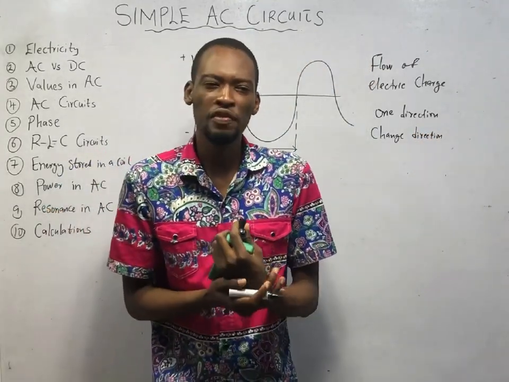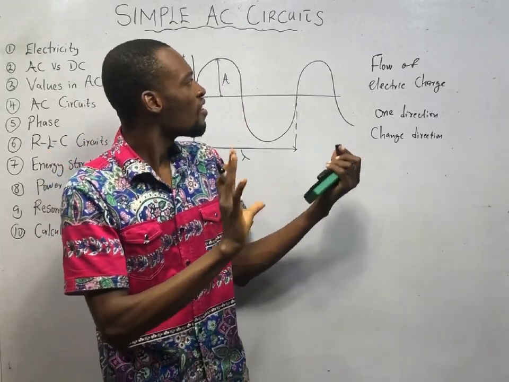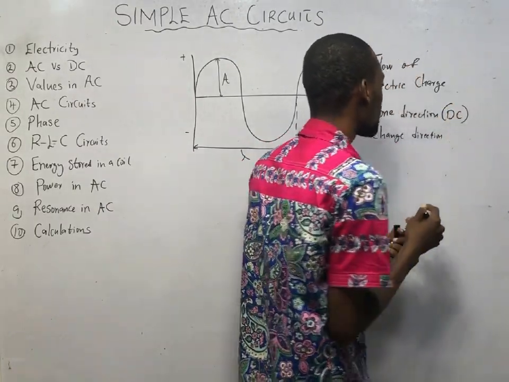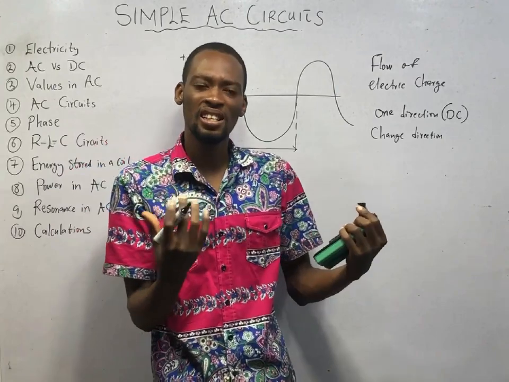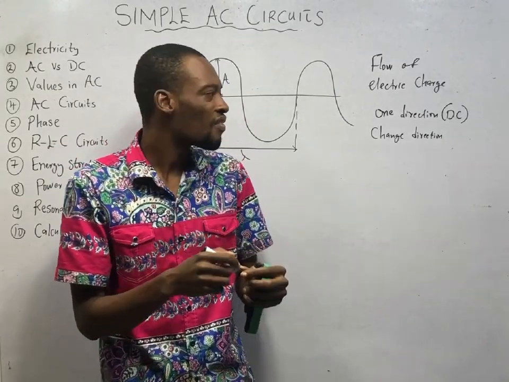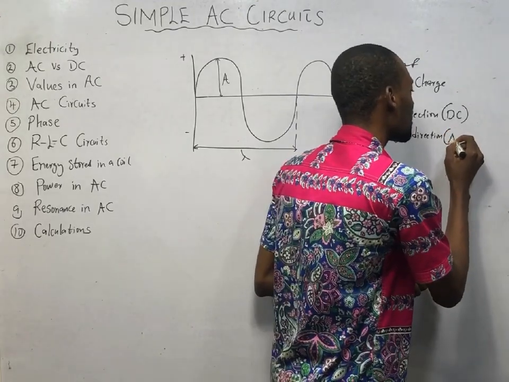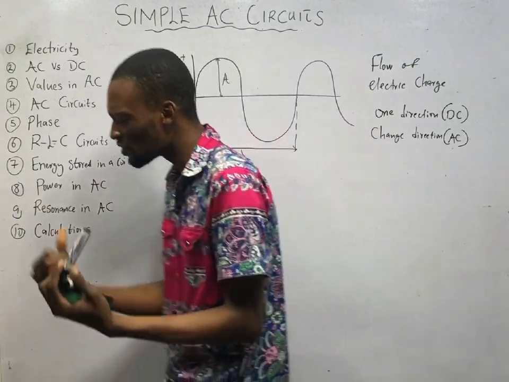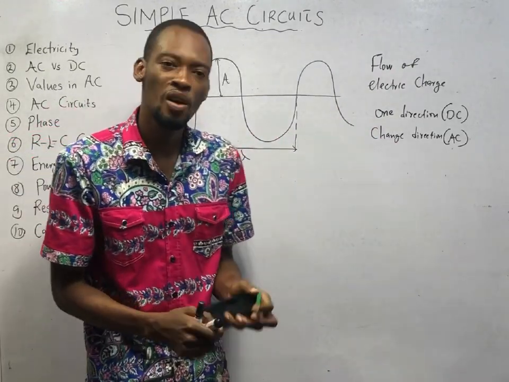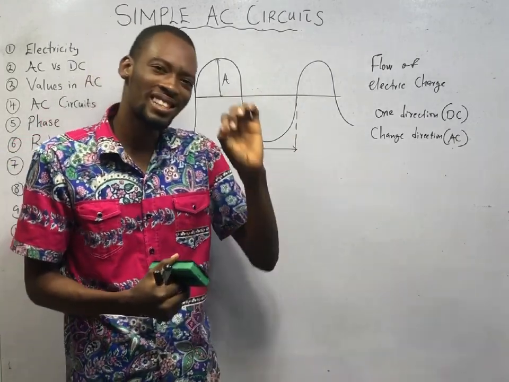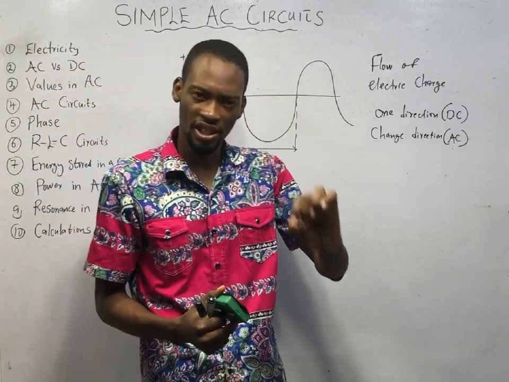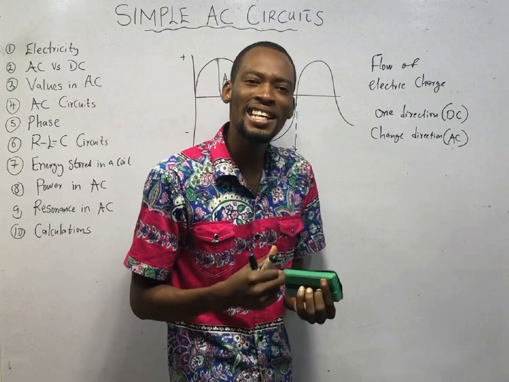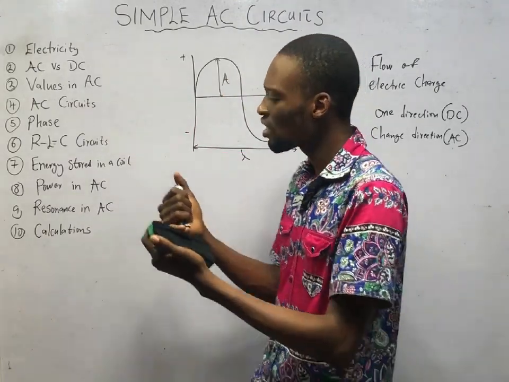When electric charges flow in only one direction, the current produced is referred to as DC. And when electric charge or electricity changes direction periodically, the current produced is referred to as AC. This takes us to the question, what is the meaning of DC and what is the meaning of AC? Now, DC stands for direct current. What is AC? AC stands for alternating current.